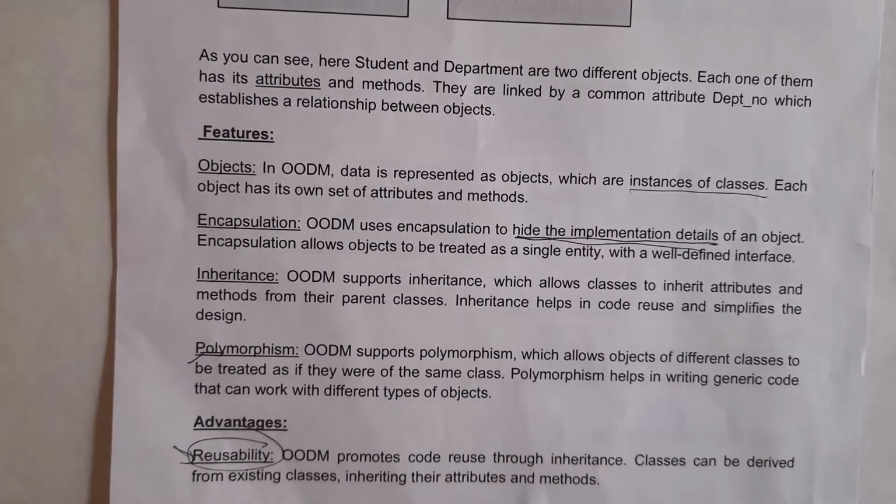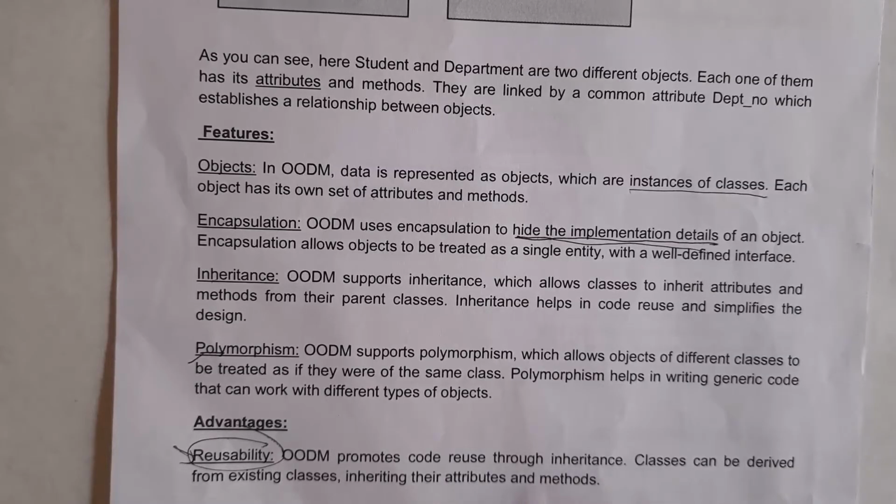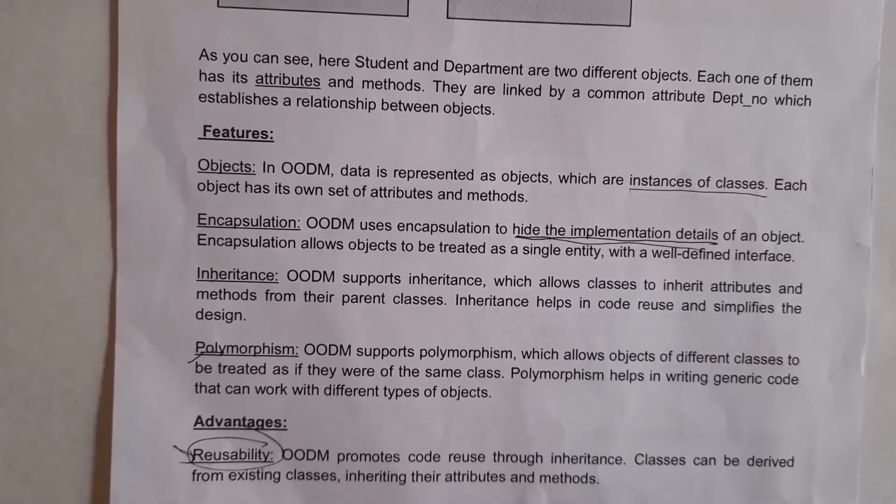Next I will explain advantages of the object-oriented data model. First advantage is reusability. The object-oriented data model promotes code reusability through inheritance. Classes can be derived from existing classes, inheriting their attributes and methods. Inheritance is nothing but the process of deriving a child class from a parent class. In order to create a new class, we will adapt attributes and methods from the parent class.